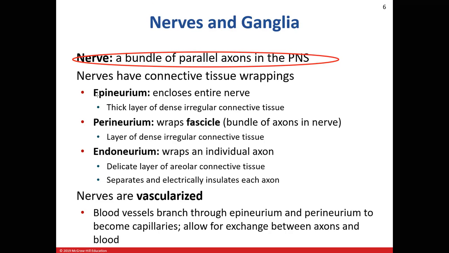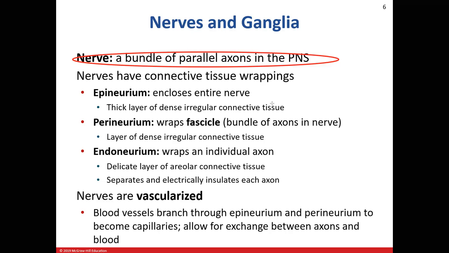So we have an epineurium, a perineurium, and an endoneurium. An epineurium encloses the entire nerve, just as the epimysium encloses the entire muscle. The epineurium is a thick layer of dense, irregular connective tissue.